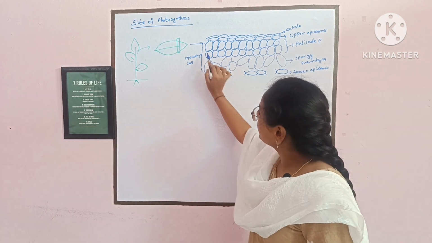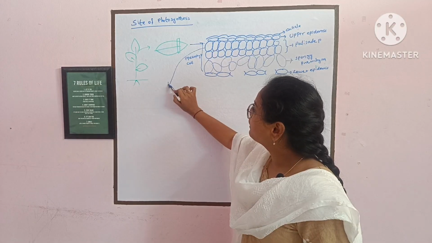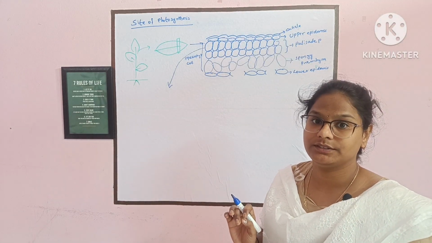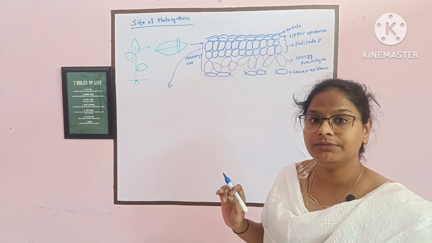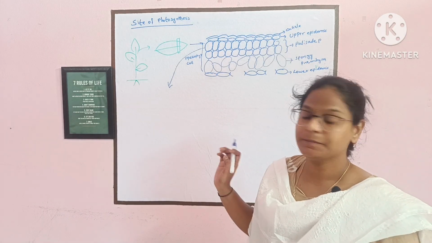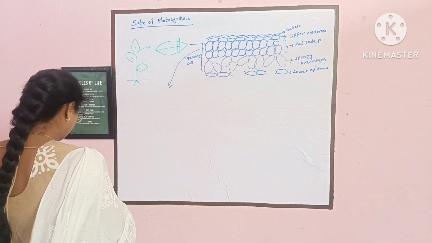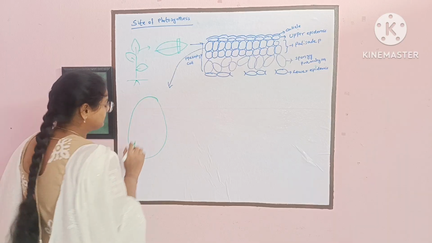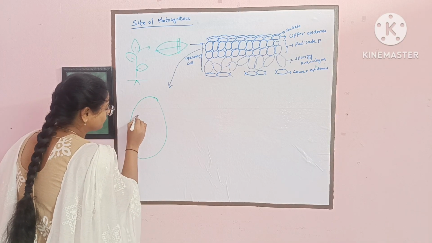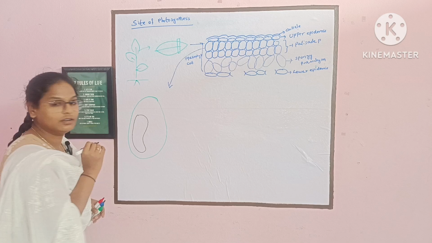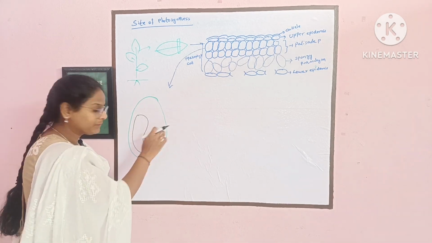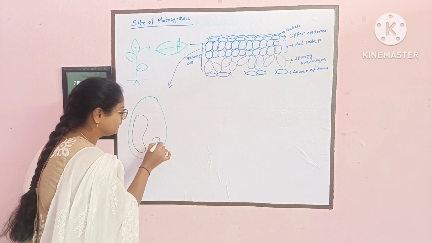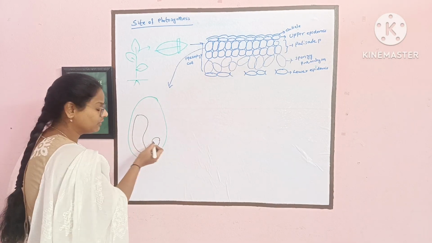Now I am taking one mesophyll cell again to understand where the chloroplast is located. So chloroplast is the site for photosynthesis. Now I am drawing once again the cell of mesophyll. The mesophyll cell contains its own large central vacuole. So this one is the mesophyll cell. It contains its large vacuole and the nucleus, which contains its own DNA.